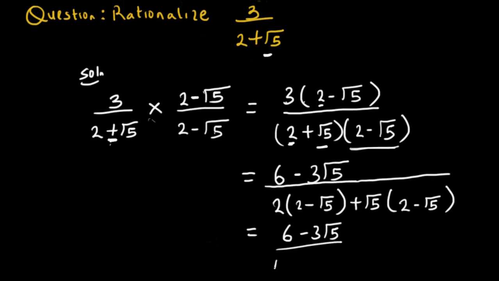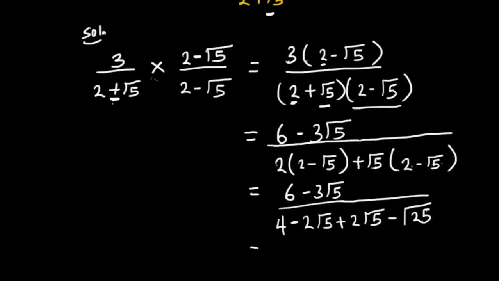2 times 2 is 4. 2 times minus root 5 will give us minus 2 root 5. I hope you understand. Then we have plus root 5 times 2, that will be plus 2 root 5. Then we have plus root 5 times minus root 5. Plus times minus is minus. Root 5 times root 5 is root 25. Let me extend this division sign. Do you understand? So we are going to be having 6 minus 3 root 5 all over.